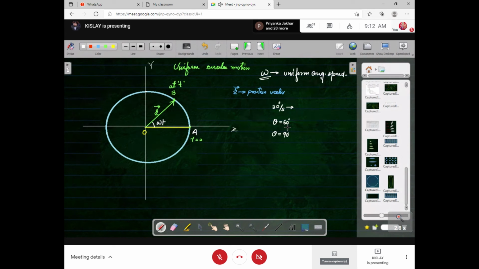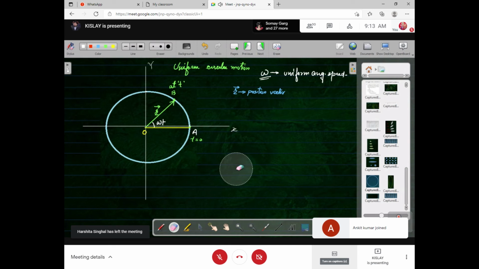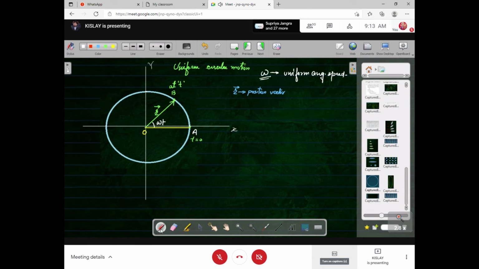Yes, sir. Good. If the object is moving with angular speed omega, omega means the angle formed at the center per second. Meaning in 1 second, the angle formed at the center is omega. Then in time t, the angle formed at the center will be omega into t. Is it clear? Tell me whether it is clear or not. Clear, sir. Payal, tell me whether it is clear or not. Yes, sir. Good.